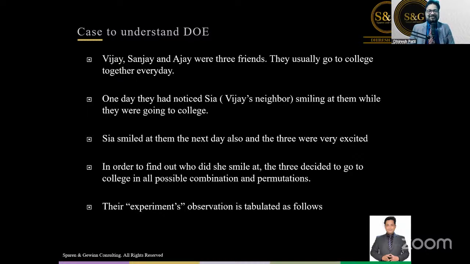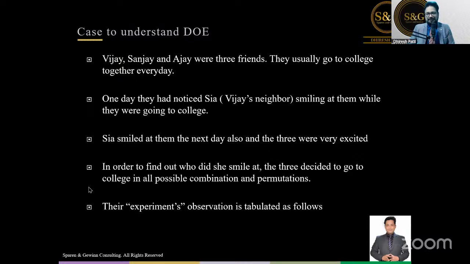Sia was standing in the gallery, and she was giving a beautiful smile to these three young teenagers. Now, Sia smiled at them. The next day also, those three people were very excited. At that point in time, we had some opposite gender attraction going on, right?